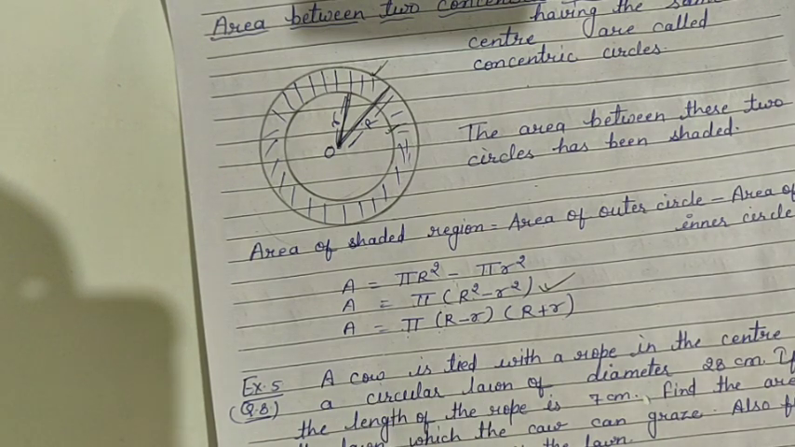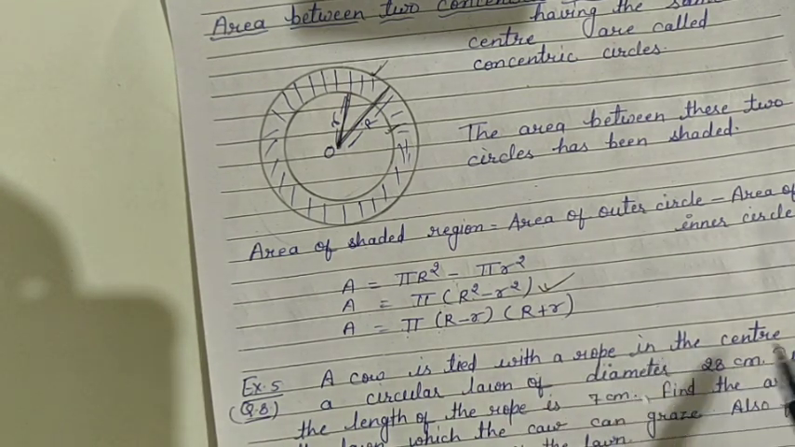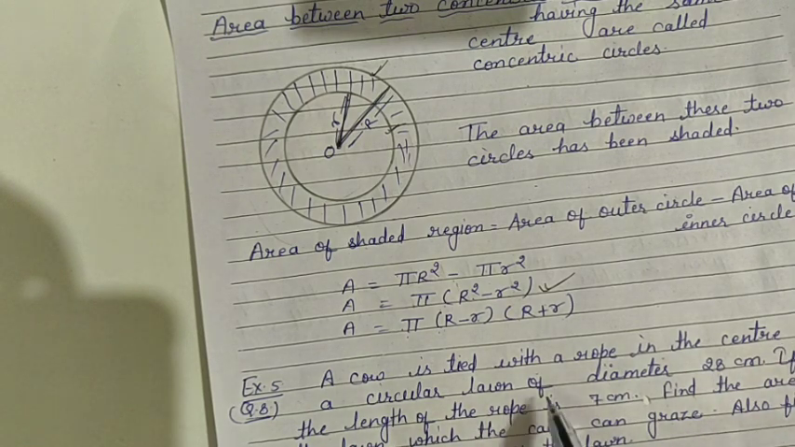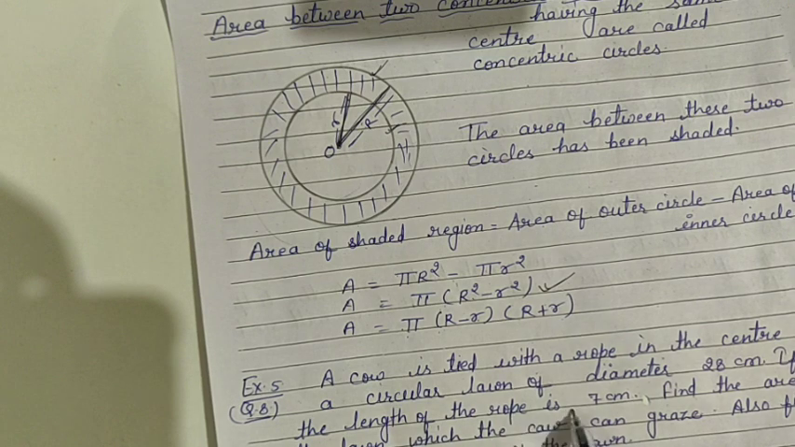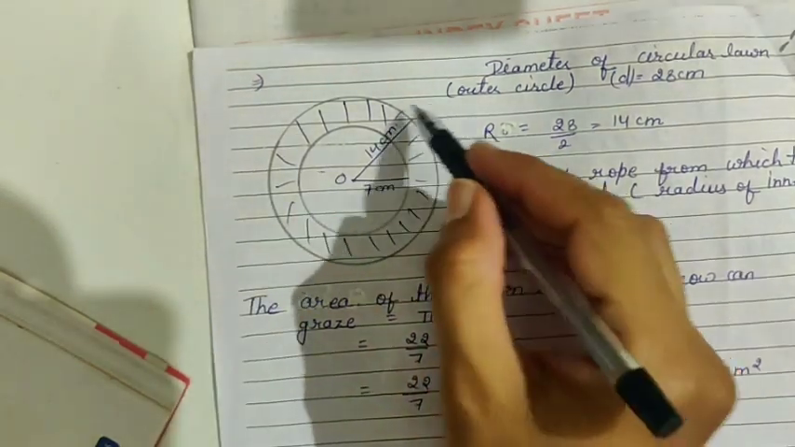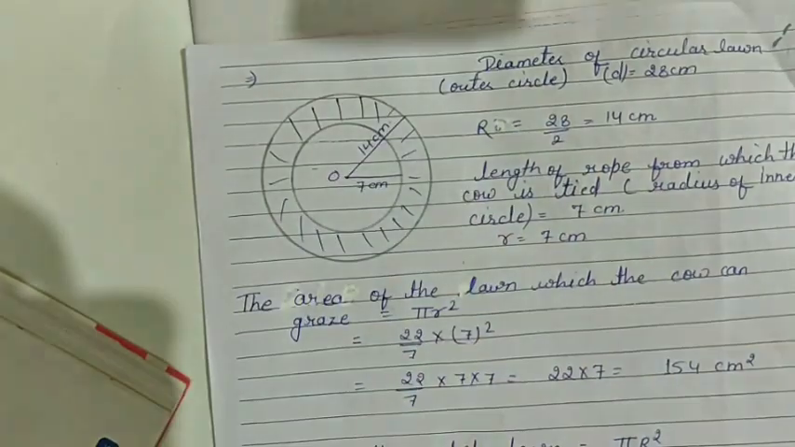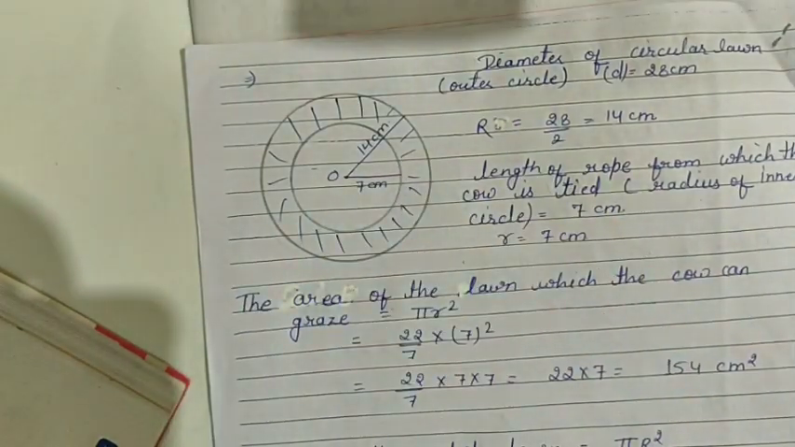For example, this is question number 8 of your exercise. A cow is tied with a rope in the center of a circular lawn of diameter 28 centimeter. If the length of the rope is 7 centimeter, find the area of the lawn which the cow can graze. Also find the remaining area of the lawn. Students, this is a circular lawn whose diameter is given as 28 centimeter.